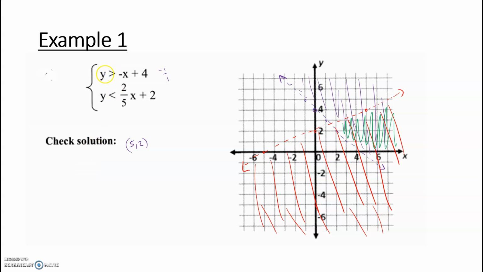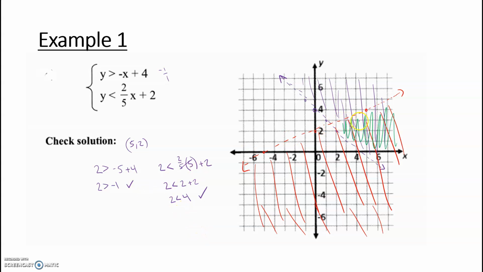So it says y is greater than, so 2 is greater than negative x, so negative 5 plus 4. So 2 is greater than negative 5 plus 4, which is negative 1. 2 is greater than negative 1. That works. And then you have to plug it in the second one as well. So we have y, 2, is less than 2/5 x, which was 5, plus 2. Again, smart point picking. So those 5s will cancel. We have 2 plus 2. So 2 is less than 4. Again, that is a true statement.